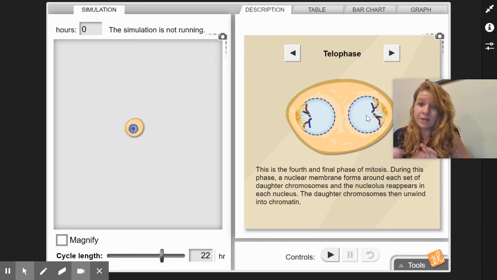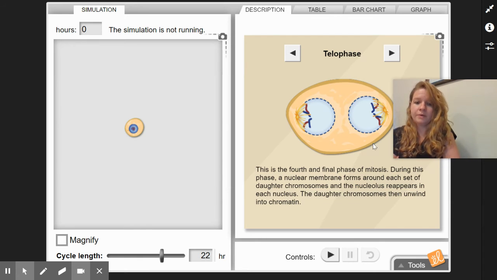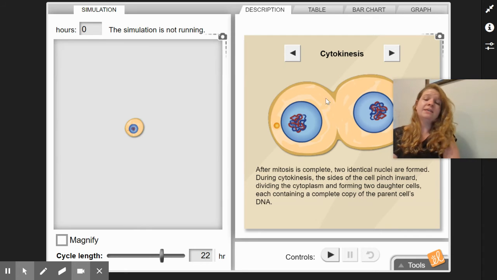We're getting ready to make two cells out of one. This is when our chromosomes also start to relax a little bit, and they wind into that chromatin, which we call spaghetti, right? Because it looks all stringy and it's no longer very organized. Telophase is technically your last stage, but you know that you have two cells after you have completed cytokinesis, because that basically means the splitting of cytoplasm.